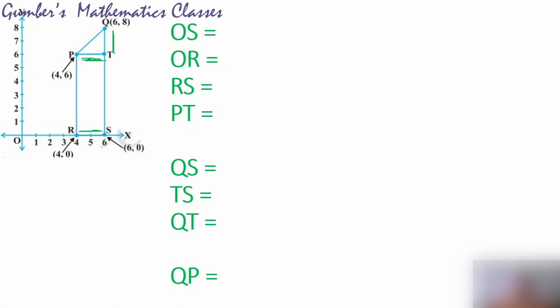Similarly, previously we have done, RS is equal to OS minus OR. So how can we find it? OS is equal to 6 units. And OR is equal to 4 units. Now RS is equal to OS minus OR, which is equal to 6 units minus 4 units, which is equal to 2 units.